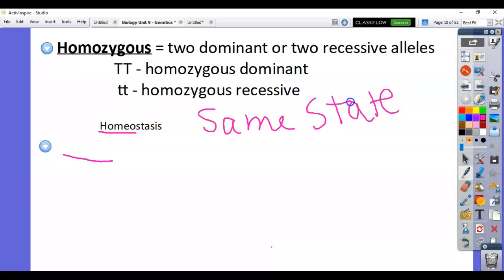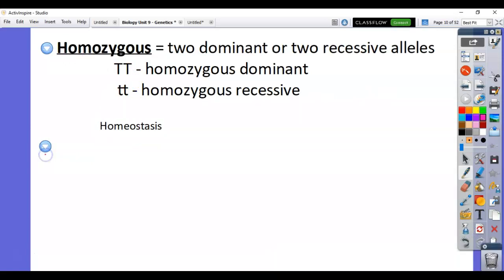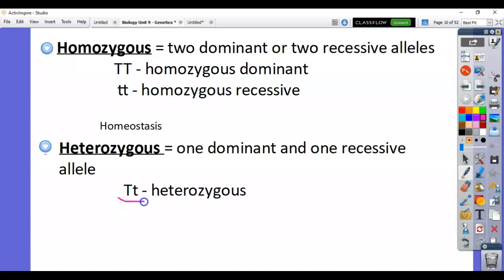We talked about this when we talked about the body and how it maintains the same temperature, the same water levels, the same nutrient levels, all of that stuff. So if homeostasis means same state, we can guess that same is referring to the H-O-M-E-O part of that word. And then up here, since they're so similar, the H-O-M-O part up here means same. So what we're really saying when we have homozygous is that we have two of the same letters, either two capitals or two lowercase. This is different from heterozygous. So heterozygous means we have two different letters, a capital and a lowercase letter. So one dominant and one recessive allele or gene.